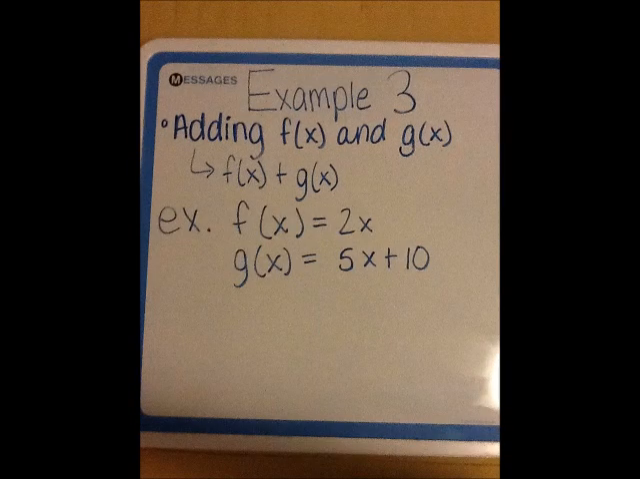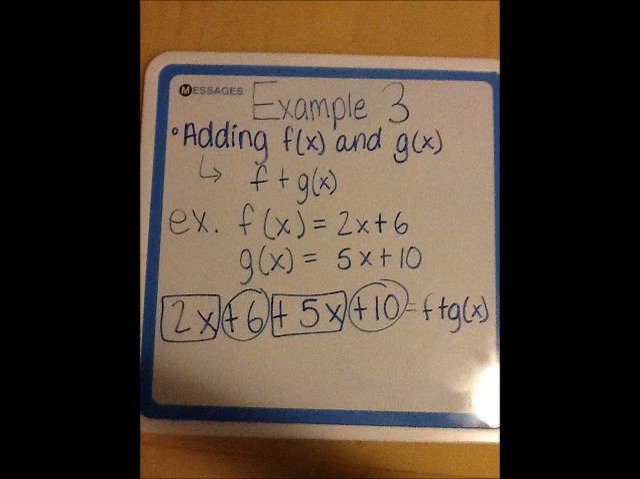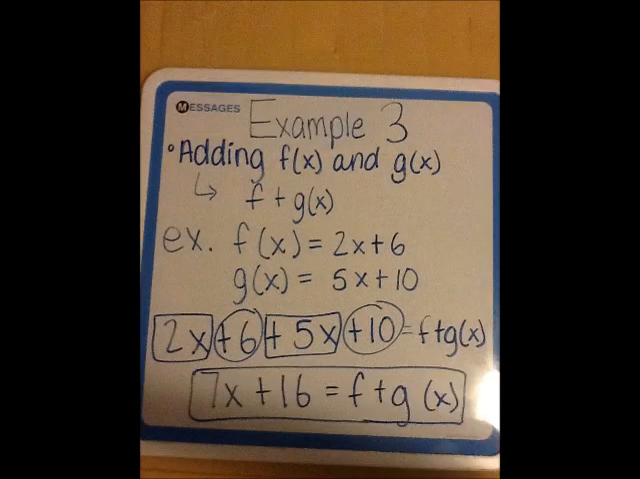For example 3, you will add f of x and g of x. For example, if f of x equals 2x and g of x equals 5x plus 10, you will just simply combine the equations together, then find like terms, and solve. Then you will, for this example, get 7x plus 16 equals the f plus g of x.